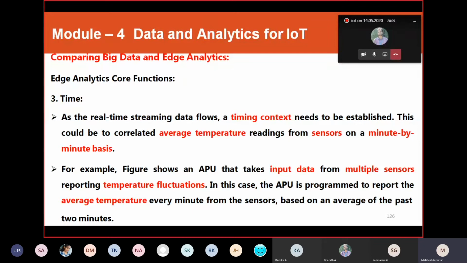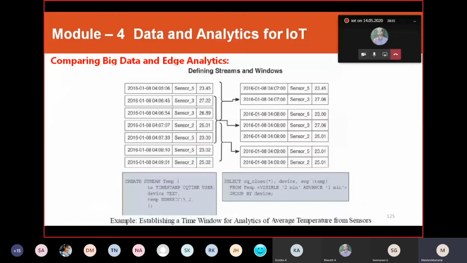Okay, the timely, after 10 minutes only you have to take. Likewise, there's one example, that's a temperature only. So we'll see defining streams and windows, whatever we use. This example establishes a time window for analytics of average temperature from sensors.